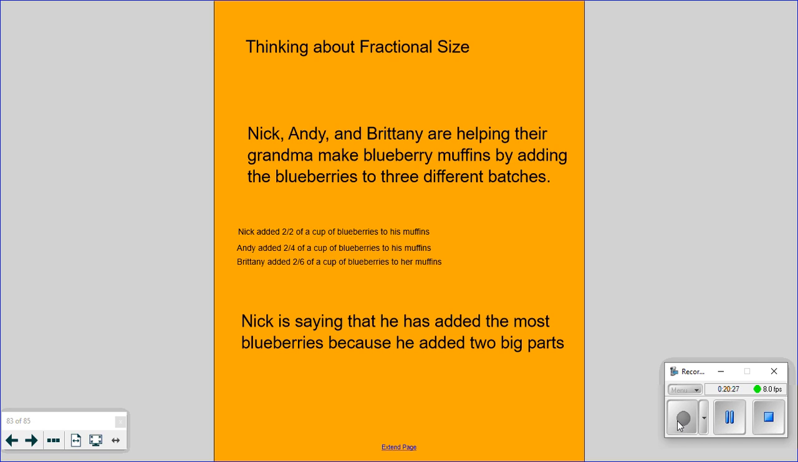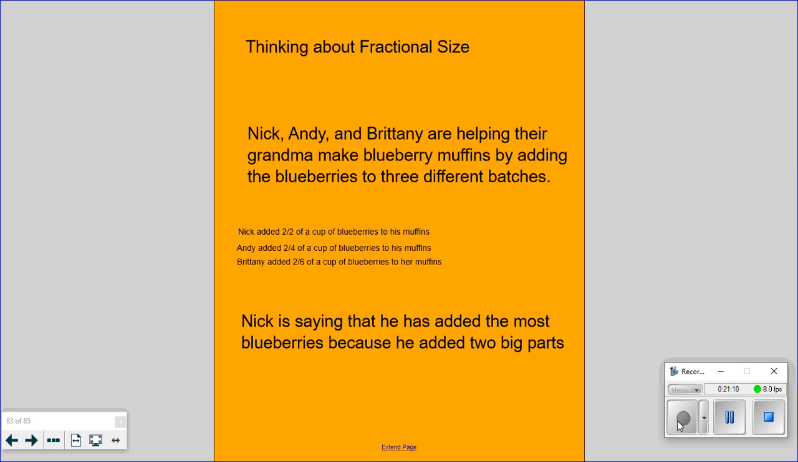Art, whose batch do you want to eat from? Honestly, probably Brittany's because I'm not very hungry. I don't really want a lot of muffins. Well, that's not the amount of muffins. What is that fraction talking about? It's not talking about muffins. Well, like 1/6 of what? Of a batch of muffins. No, it's not talking about muffins. What are those fractions talking about? 1/6 cup of blueberries. So they're making their muffin mix. That's just the amount of blueberries they're adding.